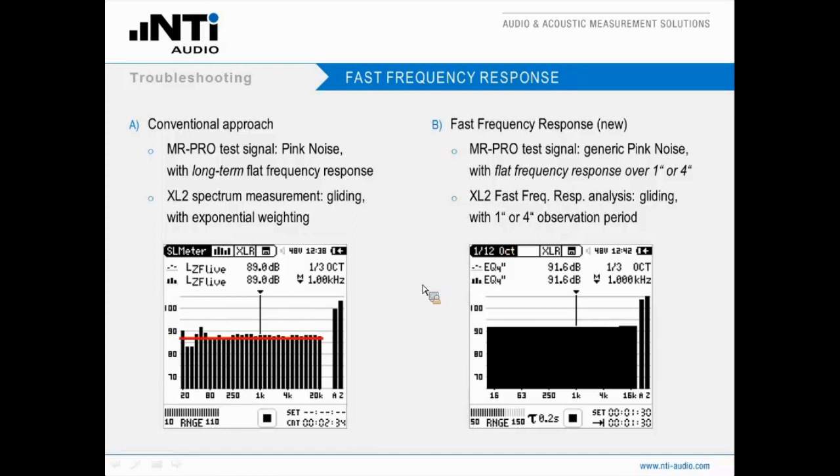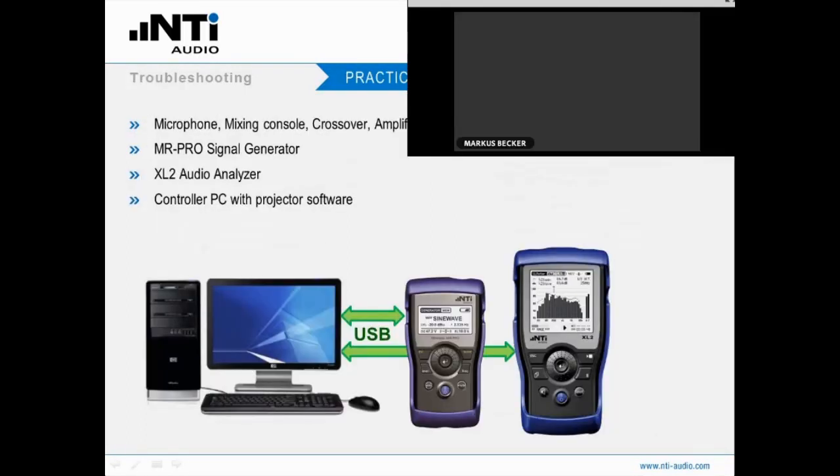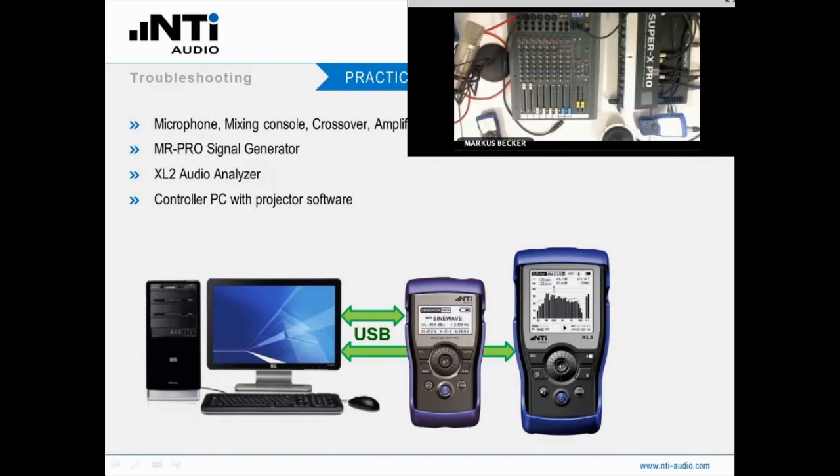So this is a big advantage to get a quick and accurate view and feedback from the incoming signal. I'm going to show you that also in comparison during my practical presentation. Well, here we are at the point of our practical presentation. We have here a microphone, we have a mixing console, we have a crossover, below is the amplifier, we have connected a loudspeaker to the amplifier, and as test instruments we have the EMA Pro and here the analyzer, the XL2.